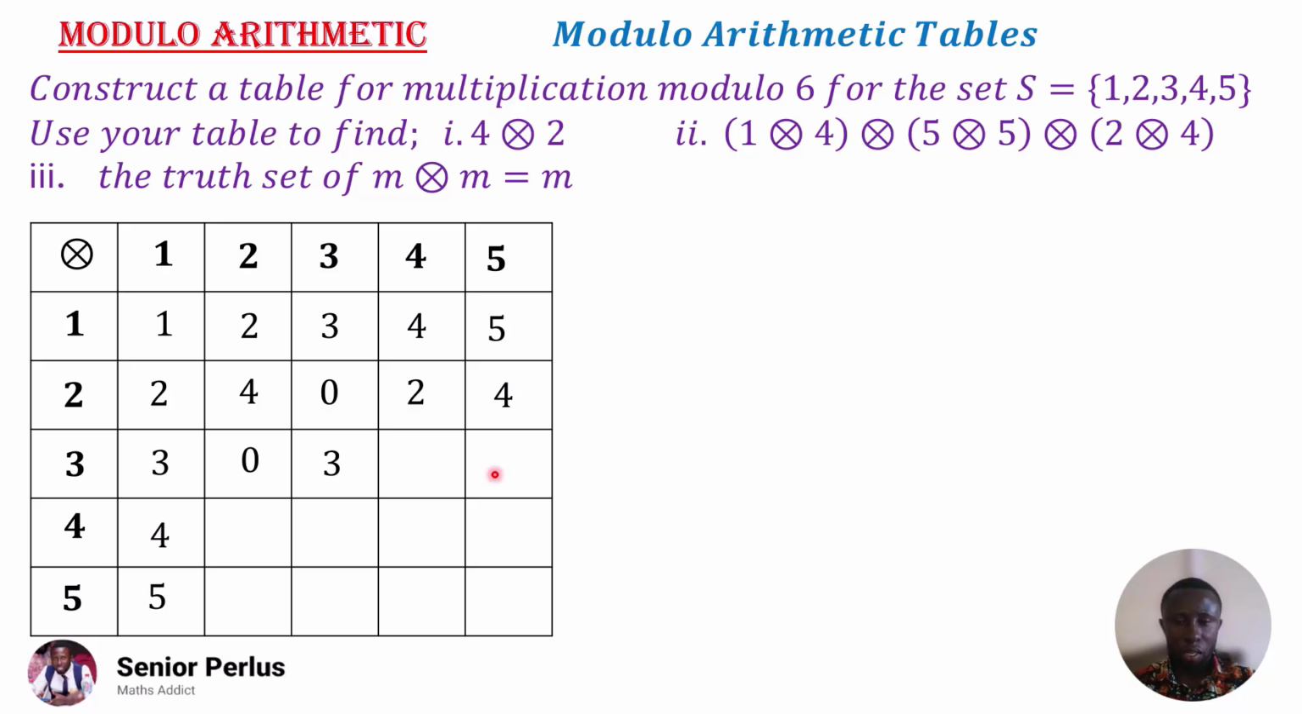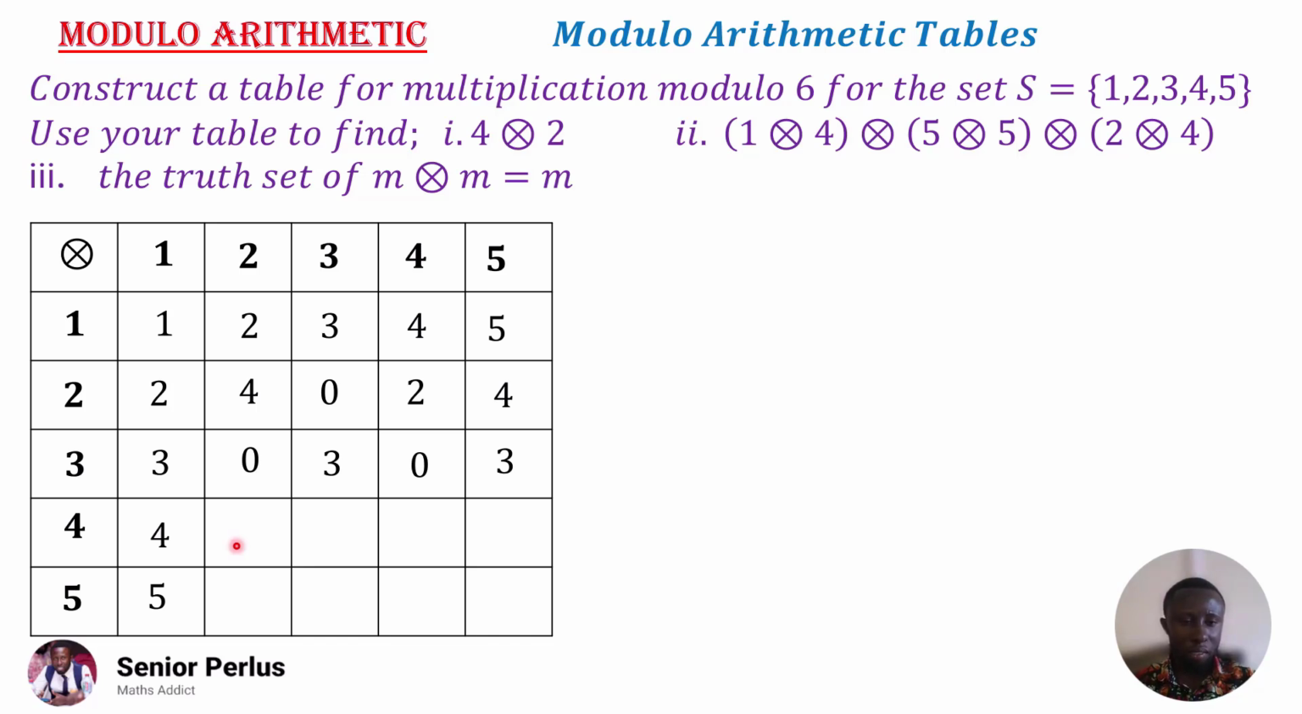3 times 4 is 12. So 6 from 12, I have 6. If I subtract 6 again, it is 0. So the remainder is 0. 3 times 5 is 15. So I'll subtract 6 from 15, subtracting until I get a number which is less than 6, or I will use division. 15 divided by 6, then I use the mixed fraction, and the remainder is 3. We talked about this in our previous video, how to look for it.